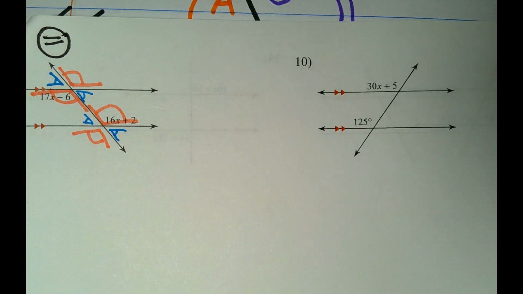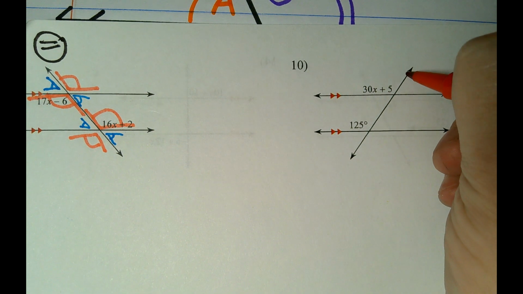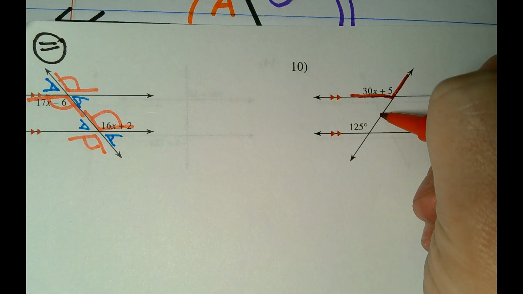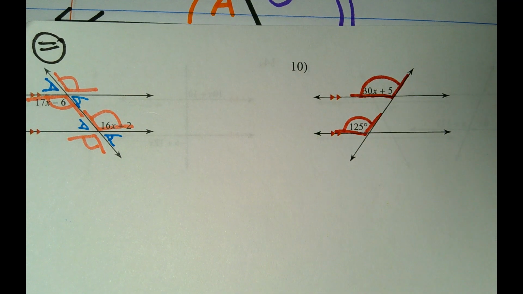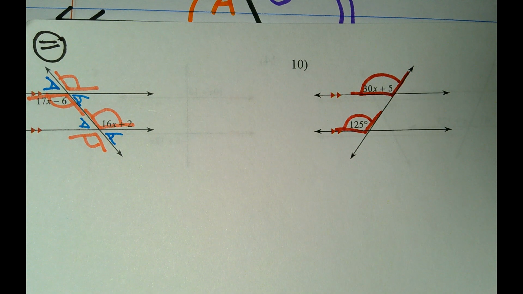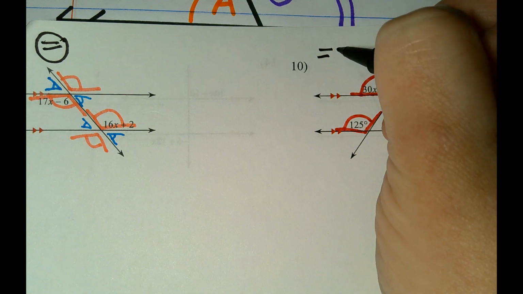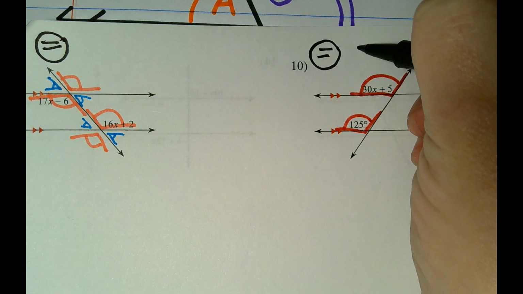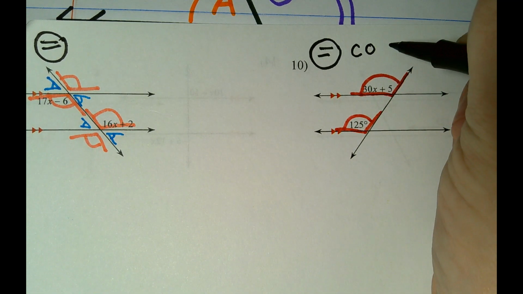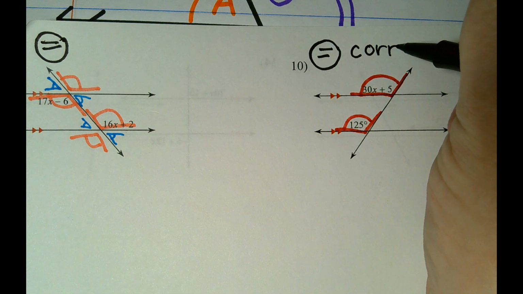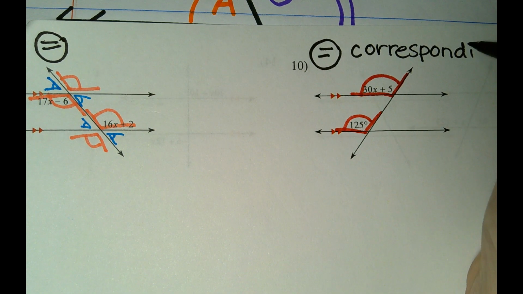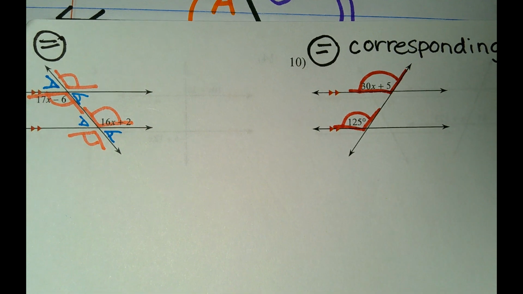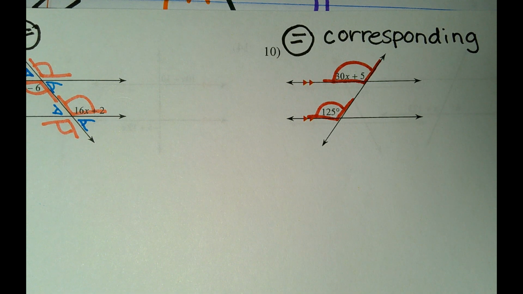How about number 10? Equal. Why are they equal? They're the same size, and they are corresponding. Good. They're equal. They're the same size, and they're corresponding.